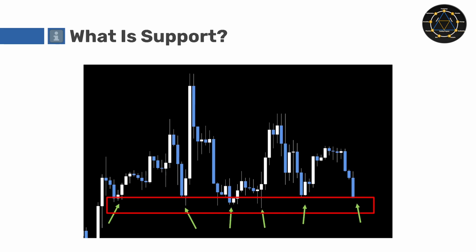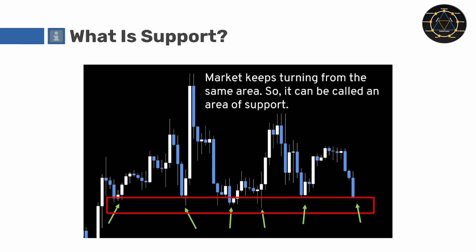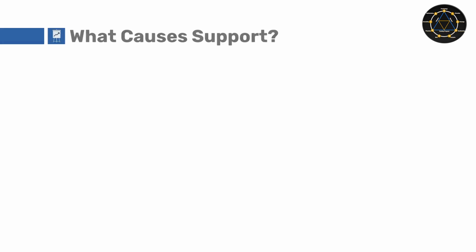So what's going to happen? Is it going to break or is it going to bounce away? Well, that's obviously something you need to wait for. But this is an area the market turns from again and again, therefore an area of support. So what causes support? We need to think of what's behind the scenes in the market that may cause this to occur.